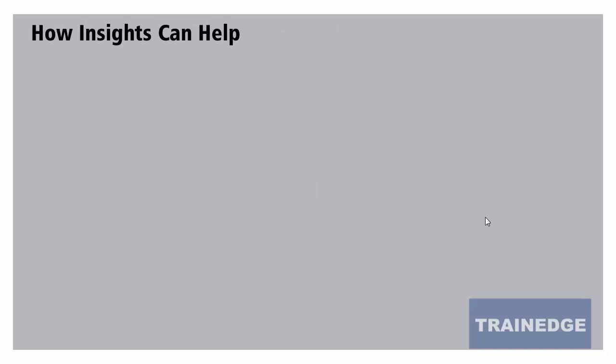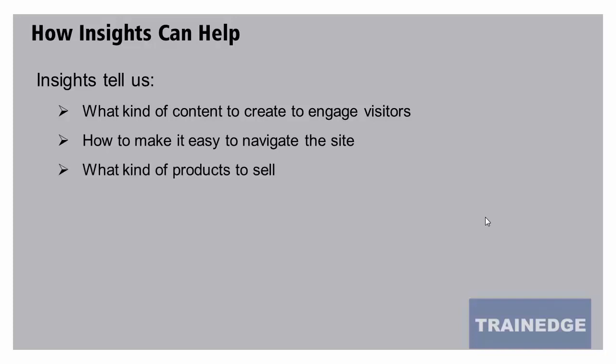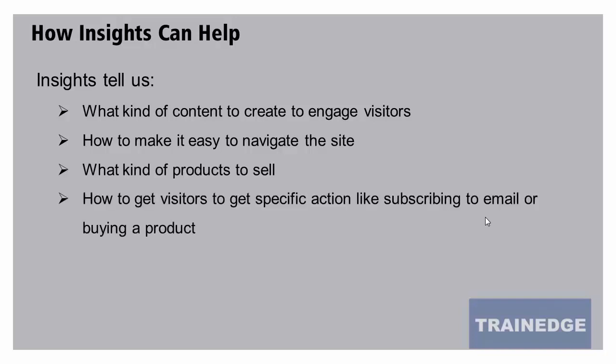When you collect these insights, you can understand what kind of content to create for more engaged visitors. You understand how to make it easy to navigate your site. You understand what kind of products people are interested in and therefore what kind of products you should be selling. And you understand how to get people to take action on your site. For example, subscribing to an email or adding product to cart or buying a product.